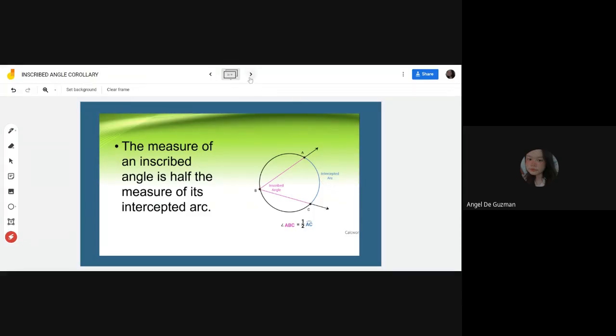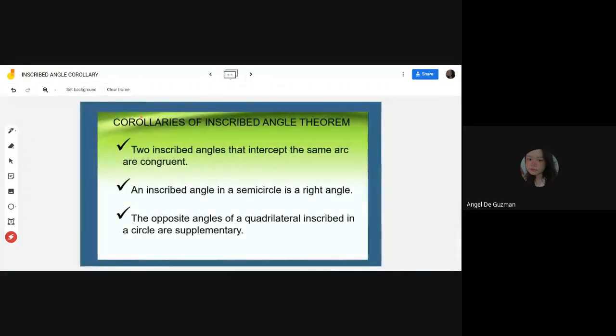Actually, there are so many types of corollaries of inscribed angle theorem, but for this day, we're just going to talk about 3 kinds of corollaries. The first one, two inscribed angles that intercept the same arc are congruent. Second, an inscribed angle in a semicircle is a right angle. And lastly, the opposite angles of a quadrilateral inscribed in a circle are supplementary.